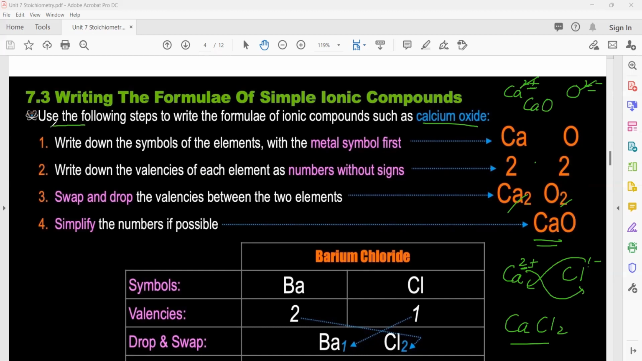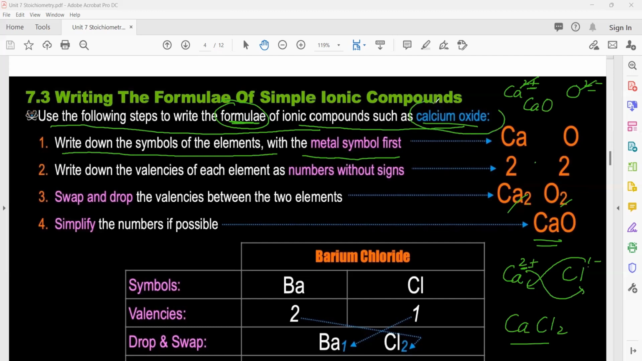Use the following steps to write the formulae. Formulae is the plural of formula, the formulae of ionic compounds such as calcium oxide. Write down the symbols of the elements with the metal symbol first. If they have given a name like this, first you write the symbol. For example, metal, calcium, then you write oxygen. Write down the valencies of each element without the sign. For example, this is 2, this is 2 also. No need to write plus or minus.